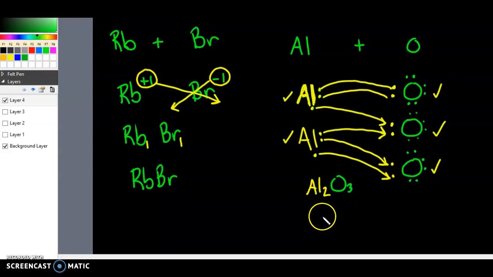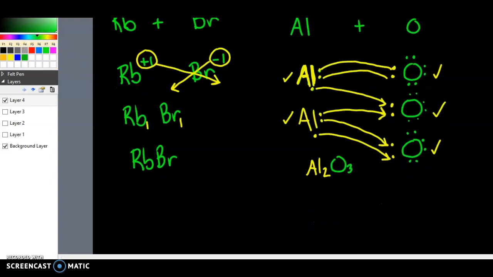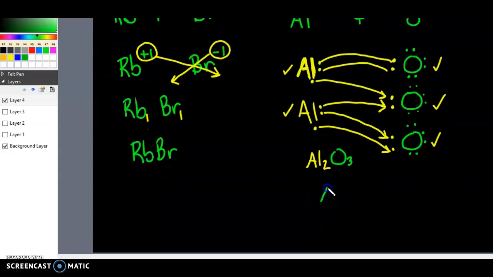Aluminum. Aluminum's not green, that's yellow. Aluminum. If I look at my periodic table, it is in group 13. It is a +3 for ionic charge. Oxygen. Oxygen is in group 16, so it's a -2.